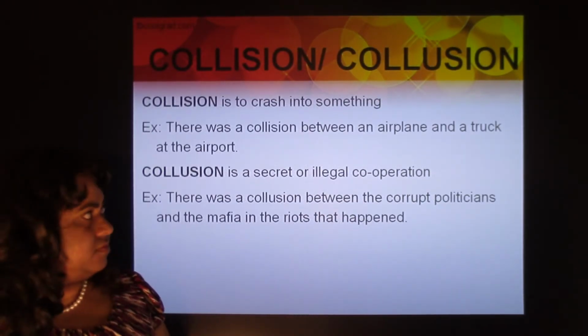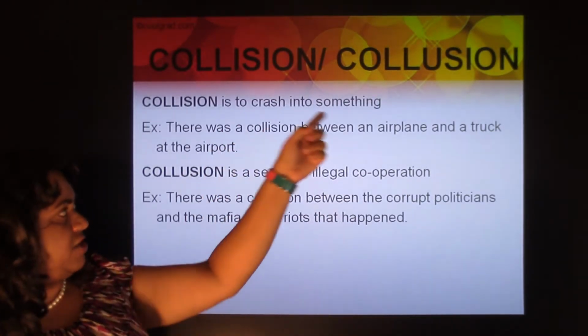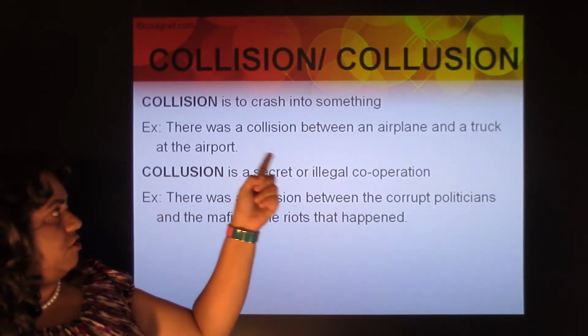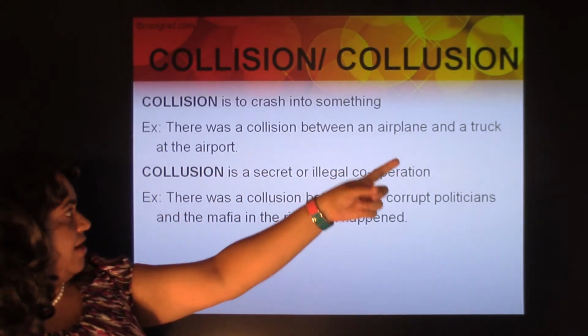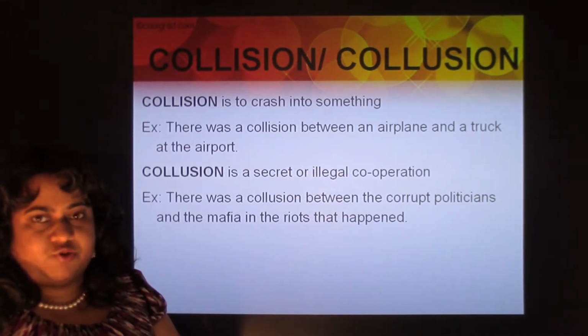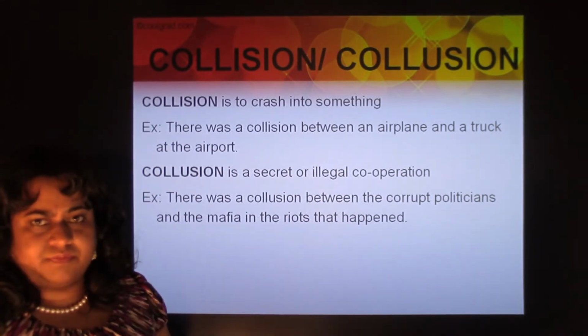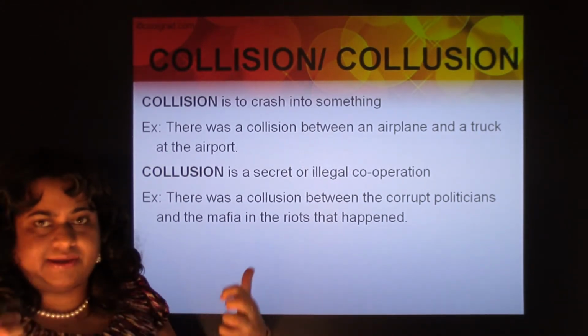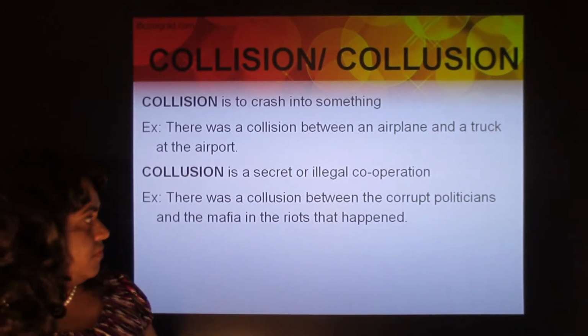Collusion and collision. A collision is to crash into something. There was a collision between an airplane and a truck at the airport. A collision between two trucks. Collision between two people. Collision between two objects. So that's a collision, like head-on collision.